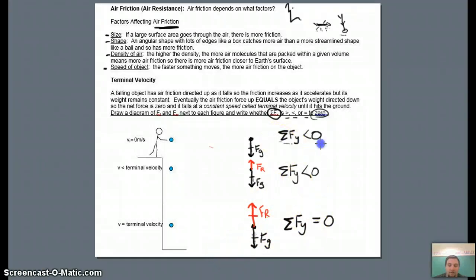Okay, so here are the three situations. The net force is less than the weight, then the net force is starting to approach 0, and now it's 0, and it's going to fall at a constant rate. And this rate is called terminal velocity. In this case, the acceleration is 0, the net force is 0. So when your acceleration is 0, you're not speeding up anymore.